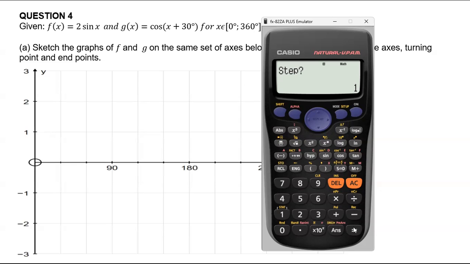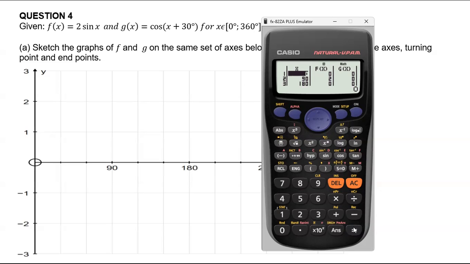Okay, so that will simply give you your period, and then you take that period and divide it by 4. So 360 divided by 1 will give you 360, and then 360 divided by 4 will give you 90. So my steps will be 90. Now, that's what I'm going to get.